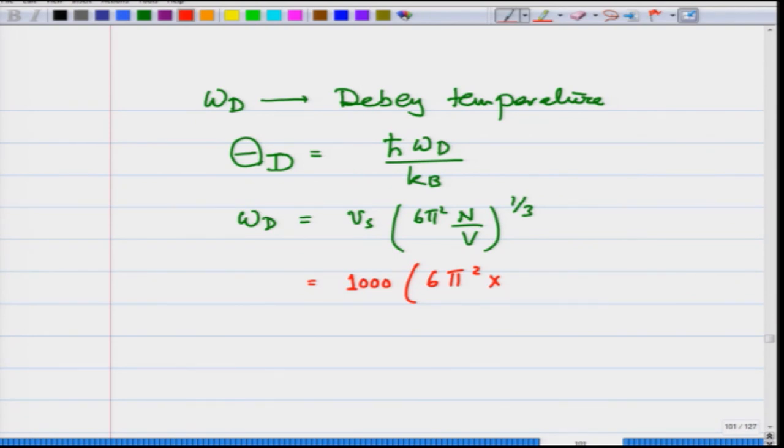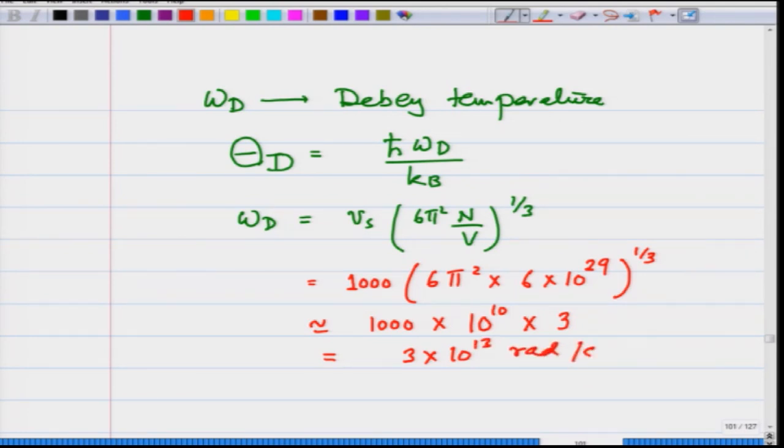n is Avogadro number, but I want to write in the units per meter cubed, so it is going to be 6 times 10 raised to 29 raised to 1/3, roughly equal to 1000 times pi square is roughly 10. So, 10 times 10 raised to 29 gives me 10 raised to 30. So, that is going to be 10 raised to 10, and 6 times 6 is 36. So, I can write it as 36. 1/3 of 36 is roughly 3. So, this is equal to 3 times 10 raised to 13 radians per second, and therefore, theta d will be equal to h cross, which is 10 raised to minus 34 times 3 times 10 raised to 13 divided by k b, which is 10 raised to minus 23. So, this comes out to be roughly 300 K.